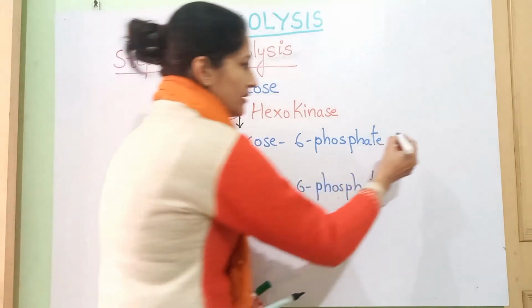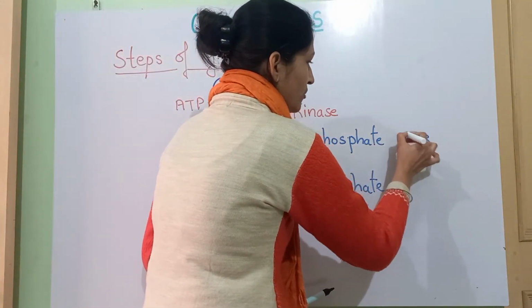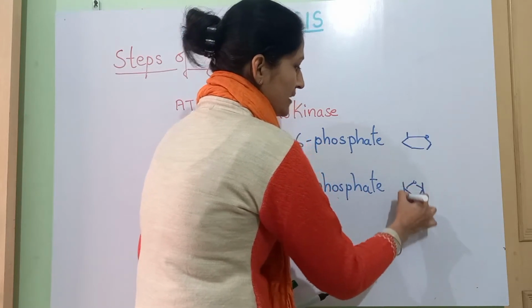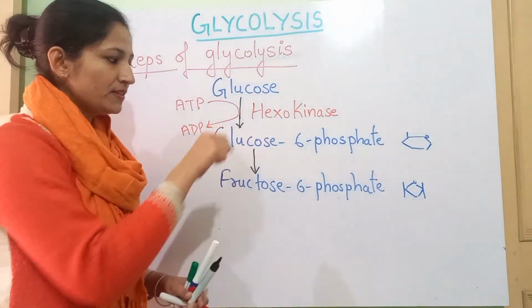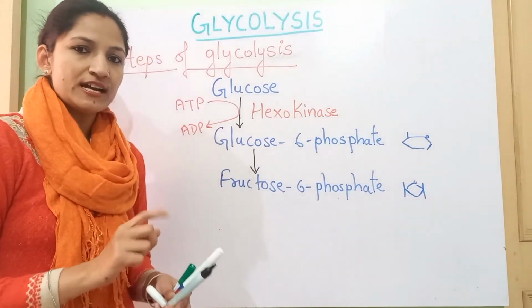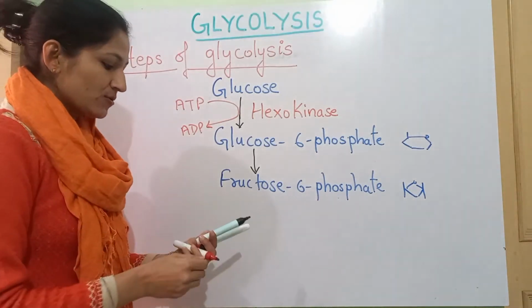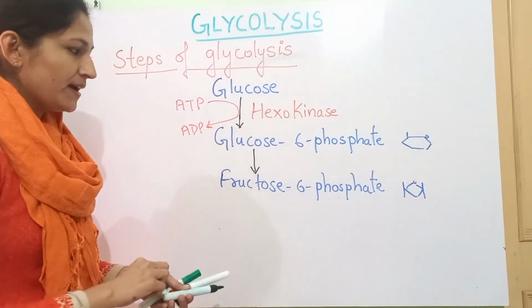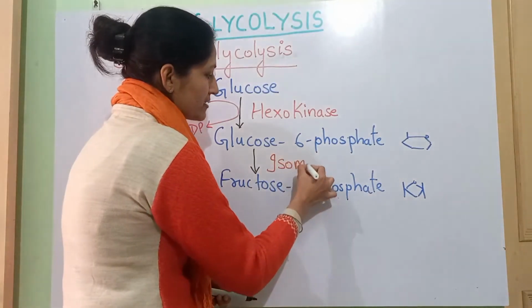So if I draw the structure in this way, one side chain and this is having two side chains. So at the second position the phosphate can be added in the fructose molecule. So that's why it is isomerized. And as it is an isomer and isomerization is occurring, this is facilitated by the enzyme called isomerase.